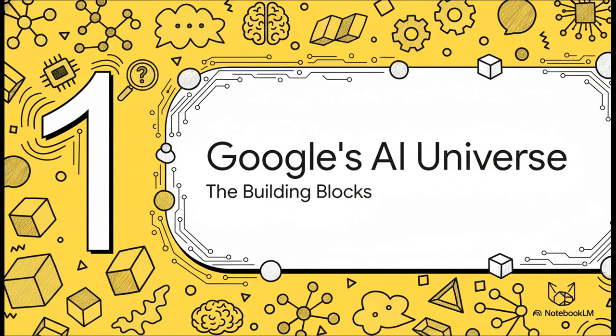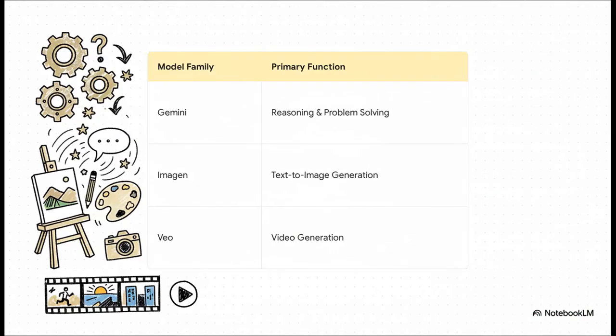Okay, first things first. Before we can really get into what these tools can do, we need to pop the hood and take a quick look at the AI families that are making all the magic happen. The easiest way to think about it is like a team of experts. You've got Gemini, which is the brain. It handles all the complex reasoning and logic. Then there's Imagine, the artist, turning your words into incredible images. And finally, Veo is the filmmaker, creating video. Just about every free tool we're about to see uses some combination of these.